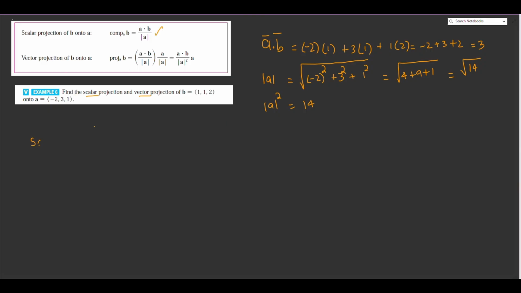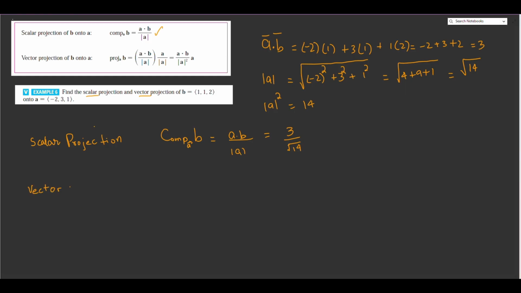So what is the scalar projection? The scalar projection is given by this formula, the component of B along A, and it is equal to A dot B divided by the magnitude of A. What is A dot B? A dot B is equal to 3, and the magnitude of A is equal to the square root of 14. So this is our answer for the scalar projection.